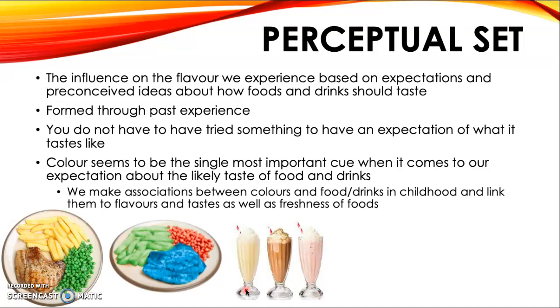We make associations between colours and foods and drinks in childhood, and we link them to flavours and tastes, as well as freshness of foods. So for example, your peas, if they're really bright green, you're going to go, oh yeah, it's fresh. If they're a little bit brown looking, you're going to go, it's not going to taste as good, it's not going to be fresh.